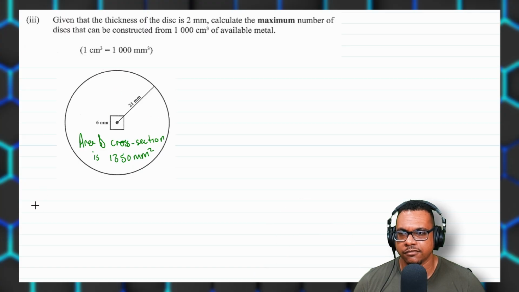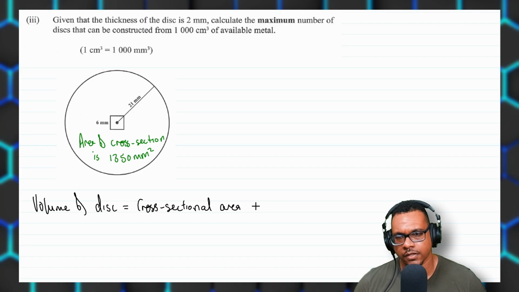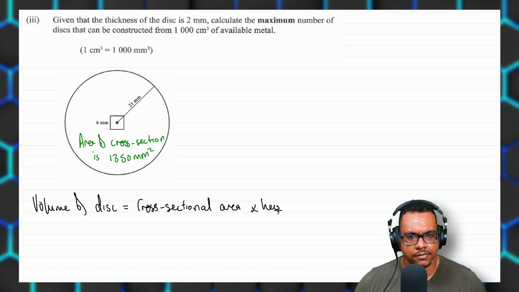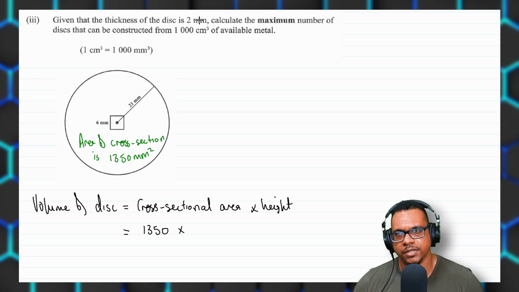All right, so let's calculate the volume of the disc. So volume of the disc is equal to the cross-sectional area times the height. And of course, that cross-sectional area was 1,350 times the height, which is the 2 millimeters. Okay, and that will be equal to 2700 millimeters cube.